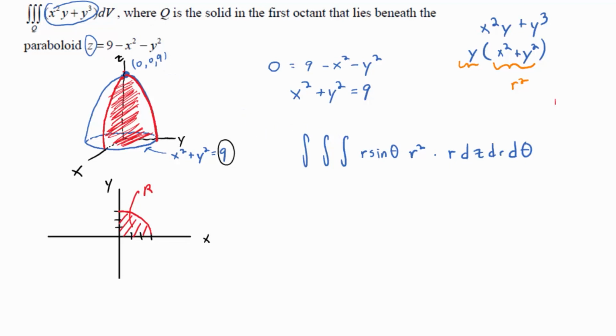Think floor to ceiling. So if you want to draw a picture of it, you could think of this as one part of the floor, the ceiling being the paraboloid. So what would the inner limits of integration be for z?